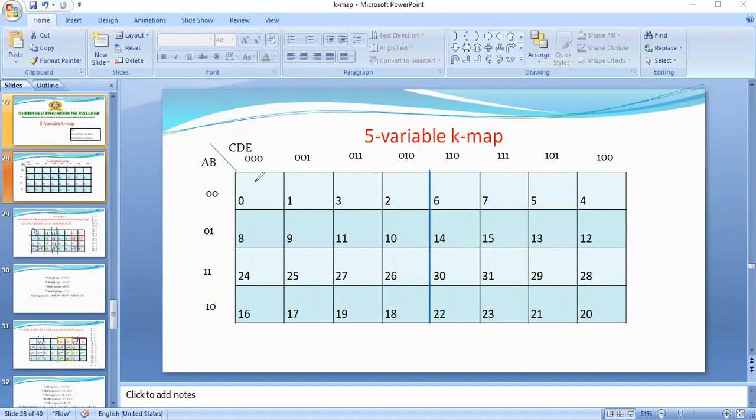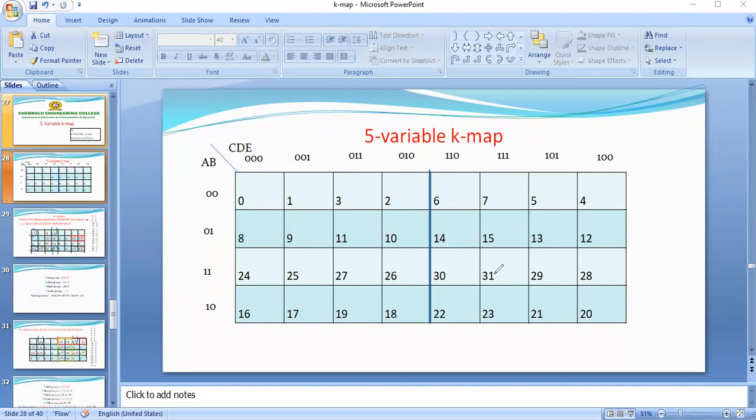Now see what the representation of the first cell is. We have all zeros: AB is 0 0, CDE is 0 0 0, so the decimal equivalent is 0. For 0 0 0 0 1, the decimal equivalent is 1. For 0 0 0 1 0, it is 2. For 0 0 0 1 1, it is 3. Like that, you have to write the decimal numbers corresponding to each cell.